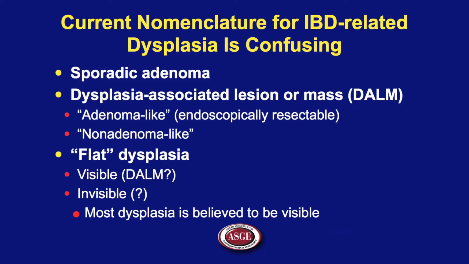So-called flat dysplasia may be truly invisible, in which case it is only detected on random, non-targeted biopsies, or visible, in which case some people may refer to it as a DOM, especially if it is slightly elevated. It is currently believed that almost all dysplasia is visible with routine or enhanced endoscopy.